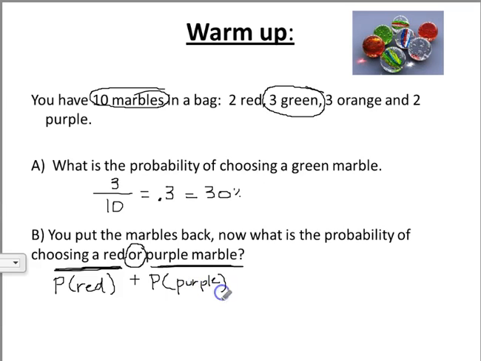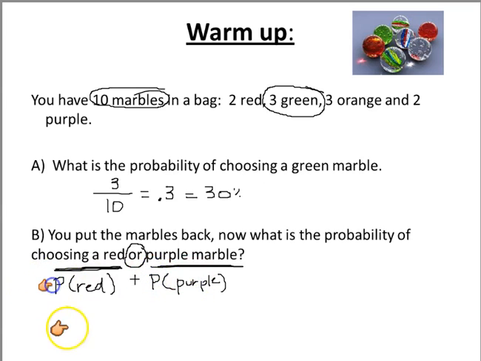I've just written a little different notation here. I put a capital P in parentheses in red. That means, what is the probability of choosing a red marble? That's what it means when I have the capital P and then some stuff in the parentheses. Same thing over here, capital P, parentheses, and in the parentheses it says purple. So that notation means the probability of choosing a purple marble.